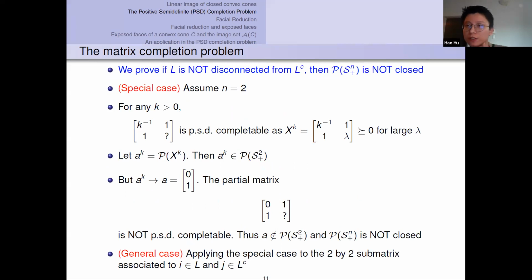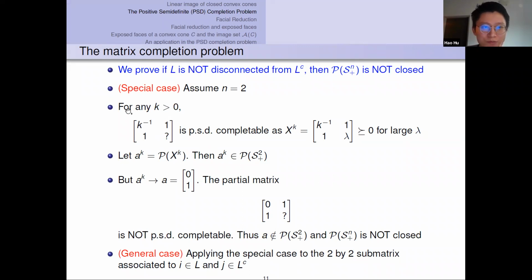Now, to show the converse direction, we show that if L is not disconnected from L complement, then the set is actually not closed. We again start with a special case where we only have two vertices, so we're looking at the 2x2 matrices, which is pretty simple.